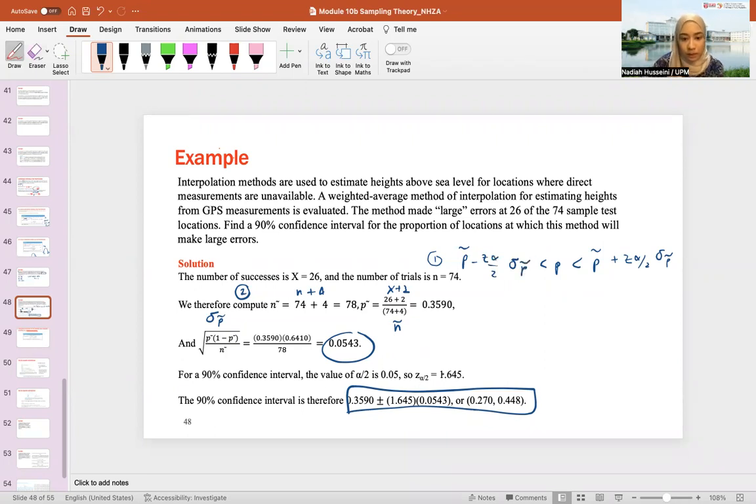So this is your P modified. Your Z alpha score is here, and this is the standard deviation for the modified P. So basically, just using the equation correctly, knowing what your x is, knowing what your n is, and modifying your n and p.